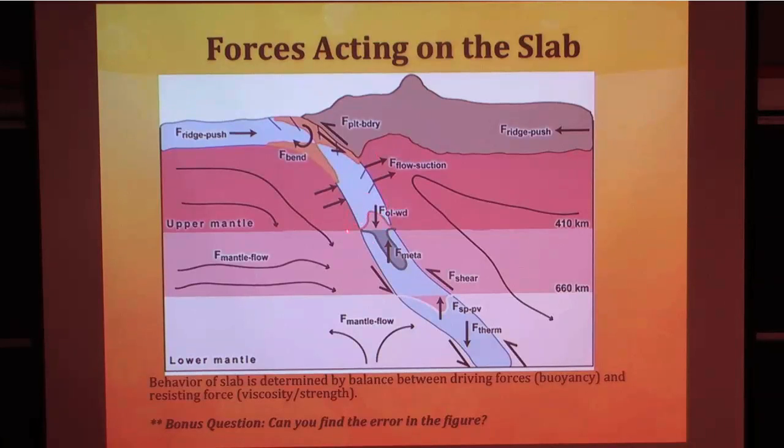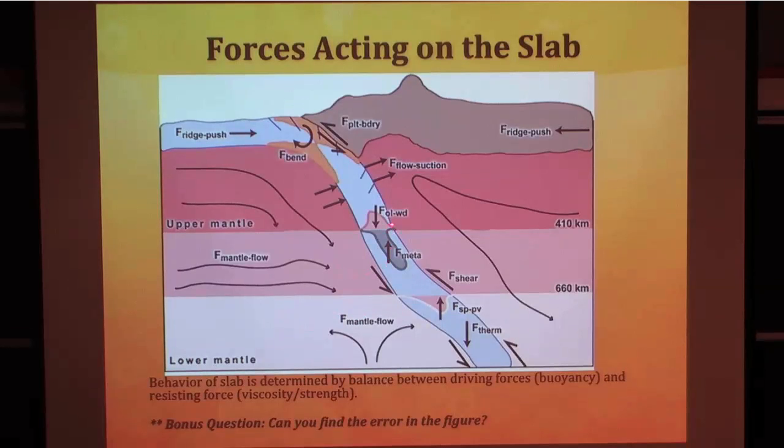At the 410, you could have a positive force pulling down. Positive forces are down in this picture, from an elevated olivine to wadsleyite transition. It's elevated because it's colder in the slab, and so you go to the denser phase at a shallower depth than the surrounding mantle. Similarly, at the 660, in the cold slab the transition from spinel to perovskite happens deeper, and so this area is actually more buoyant than the surrounding mantle at the same temperature.